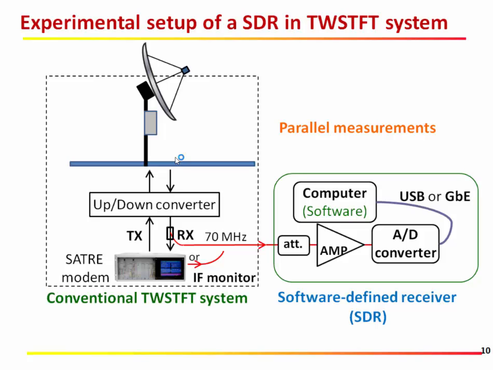And then we'll introduce the experimental setup. Here is the conventional two-way system. The station modem is used here. And when we add the power splitter in the reception port, we can divide the signal and connect to the SDR. The SDR consists of the amplifier to adjust the power level, and also the analog to digital converter, and finally the computer. So the systems can be performed simultaneously. It's a parallel measurement between the conventional two-way system and the software-defined receiver.